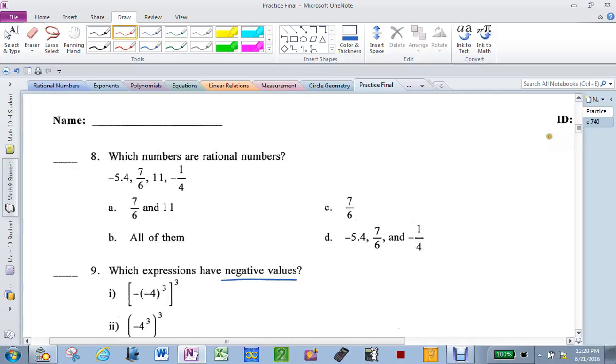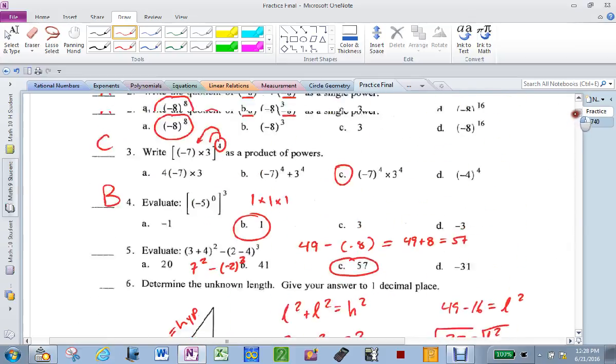Can I go on? Do people get past number 8? Okay, I have a question. I have an answer. I'm still kind of confused on number 4.